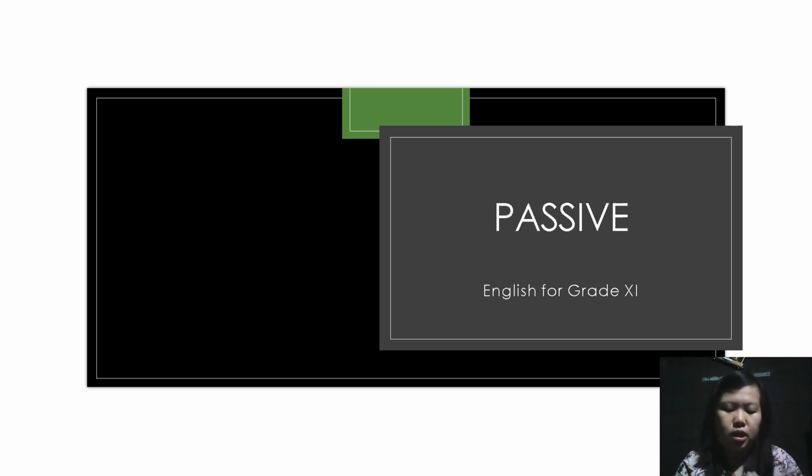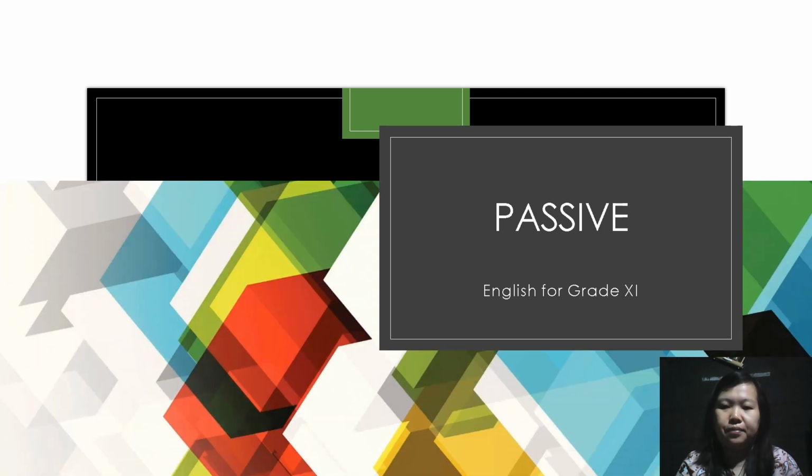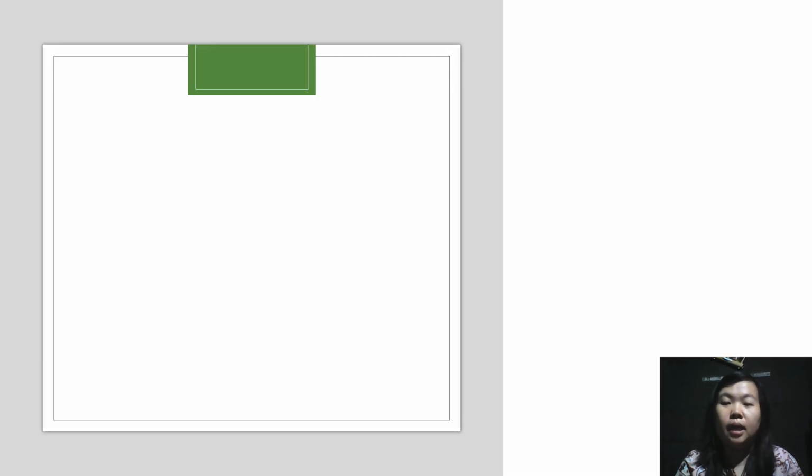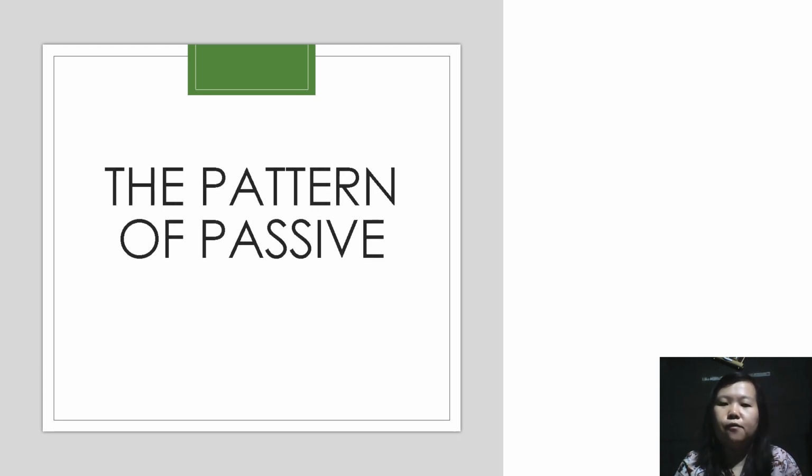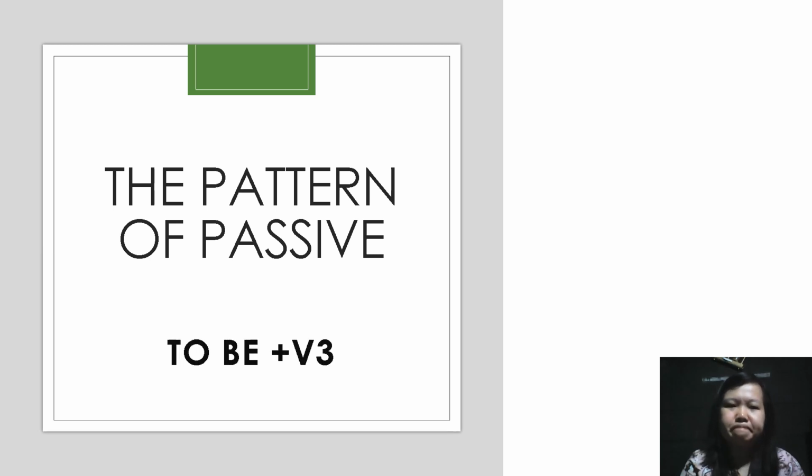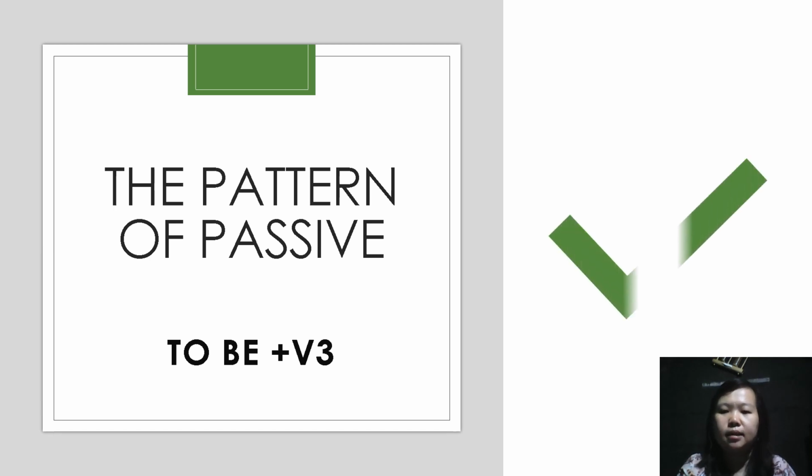In this occasion, I would like to explain to you about passive. There are four important things you need to know about passive. First, the pattern of passive. The general pattern of passive is to be plus verb 3. Once again, the pattern of passive is to be plus verb 3.